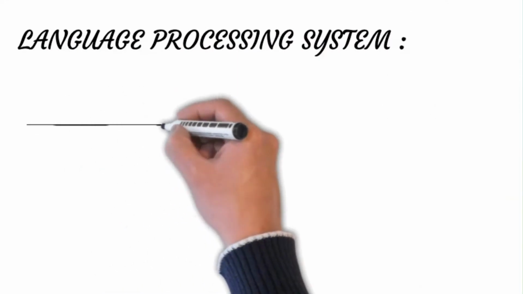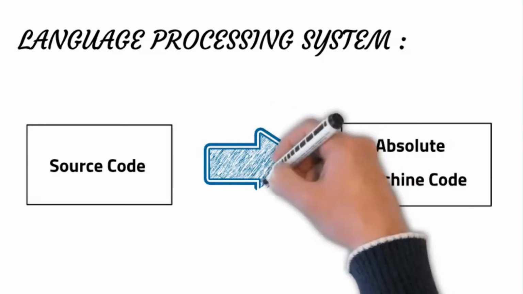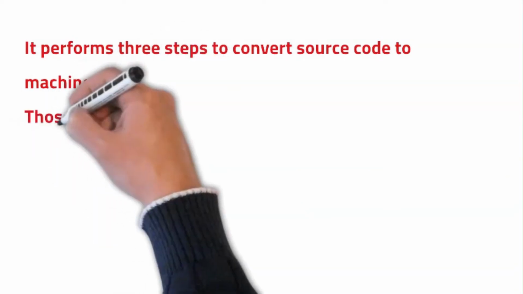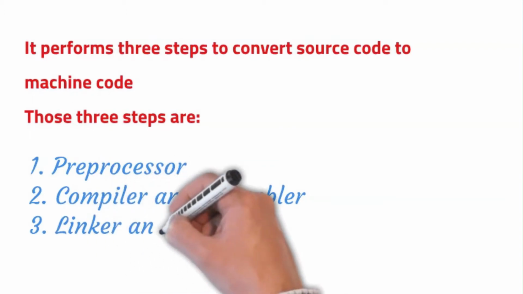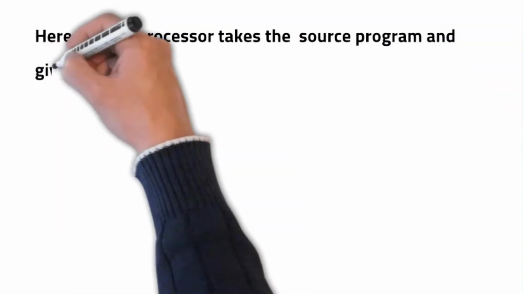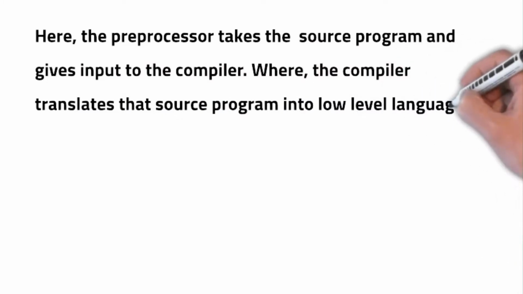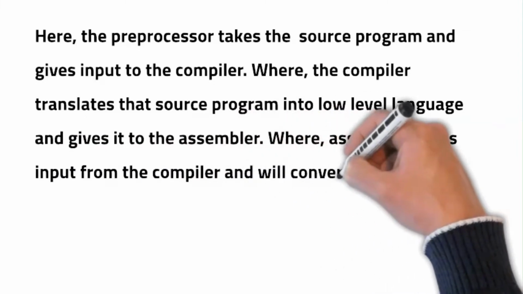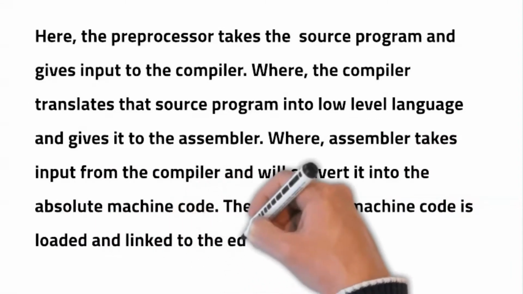Language processing system. The main role of a language processing system (LPS) is to convert the source code into the absolute machine code. It performs 3 steps to convert source code to machine code. Those 3 steps are preprocessor, compiler and assembler, and linker and loader editor. Here, the preprocessor takes the source program and gives input to the compiler, where the compiler translates that source program into low-level language and gives it to the assembler, where the assembler takes input from the compiler and converts it into the absolute machine code. Then after that, the machine code is loaded and linked to the editor.